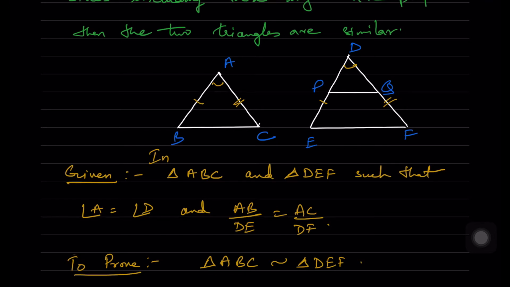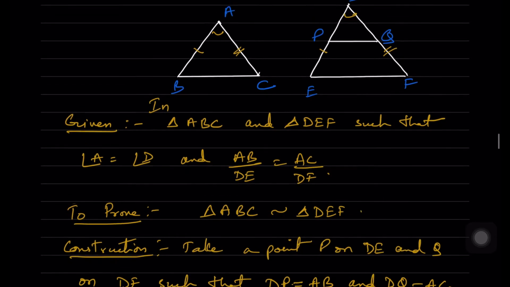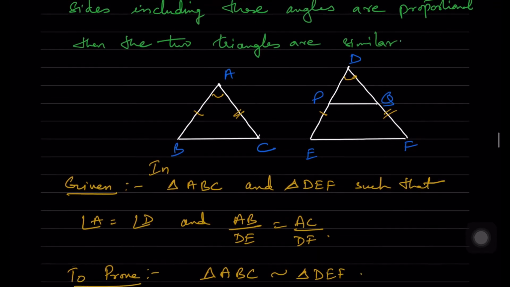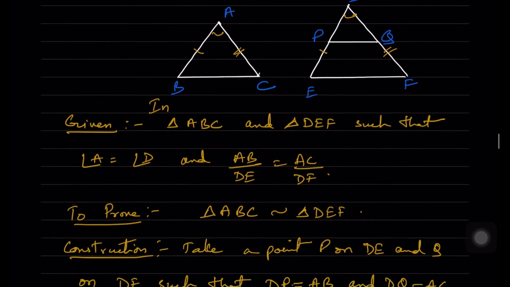Till now, in the first condition we were given that corresponding angles are equal, and we had to prove that the sides are proportional and hence the two triangles are similar. In the second condition, we were given that the corresponding sides are proportional, and we had to prove that the angles are equal and hence the two triangles are similar. Now here, we are considering that one angle is equal and two sides are proportional.